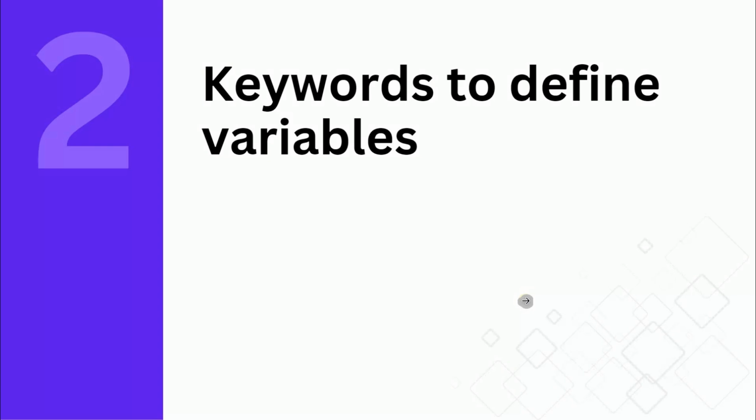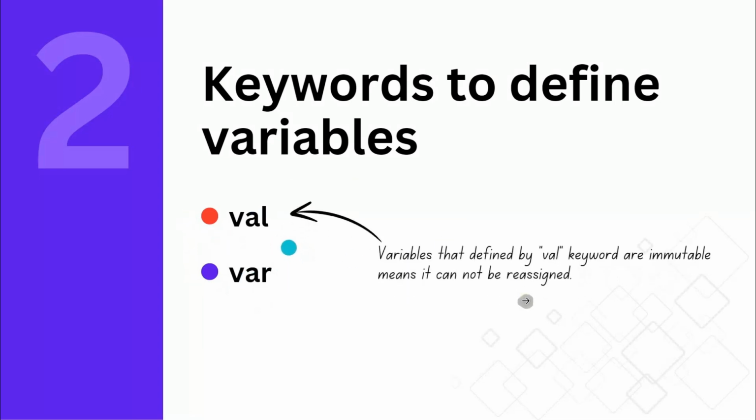Now, what are the keywords to define a variable? We have earlier used val, and another keyword is var. What is the difference between val and var? Let's see. If a variable is defined by the val keyword, it is immutable, meaning it cannot be reassigned. Suppose in the previous slide the name variable stores procode. If you want to change the value from procode to any other name, we cannot do that because it is defined with the val keyword.